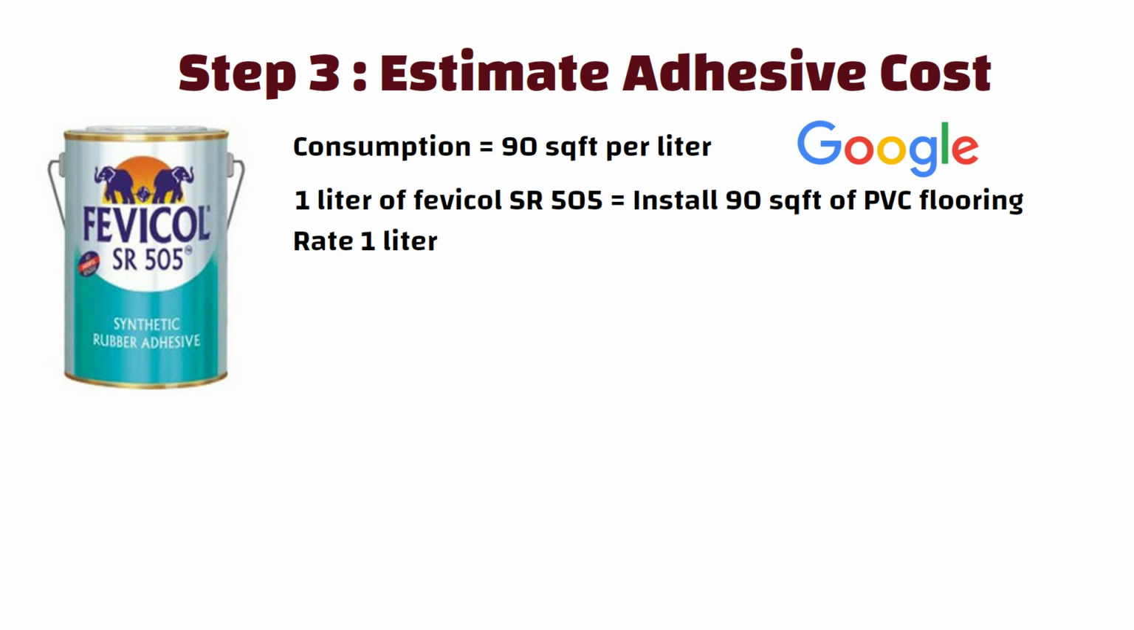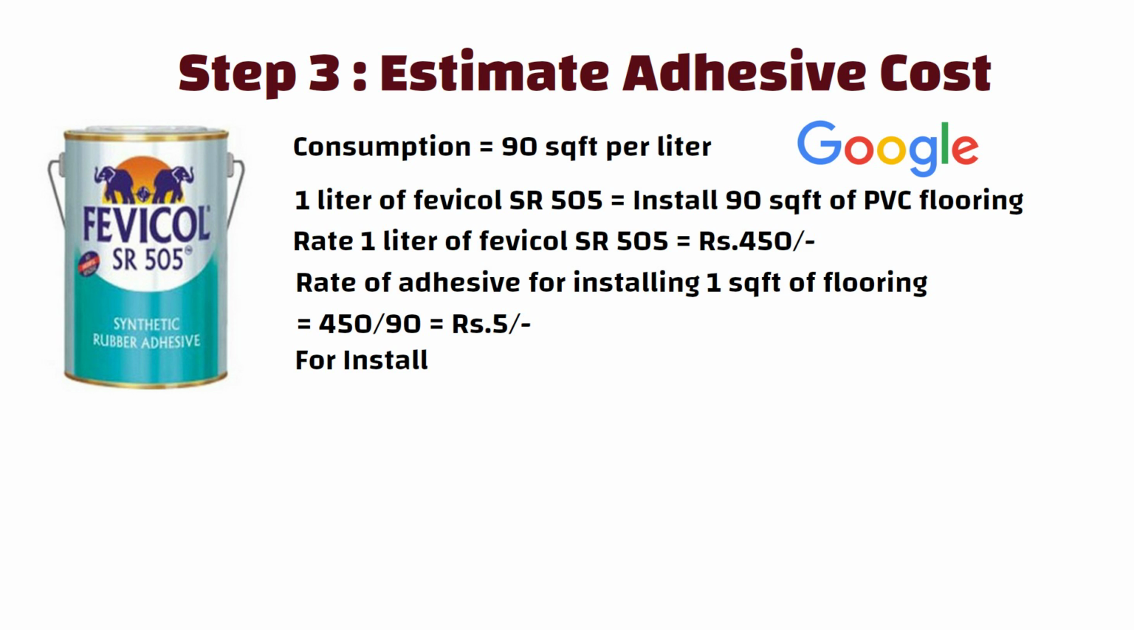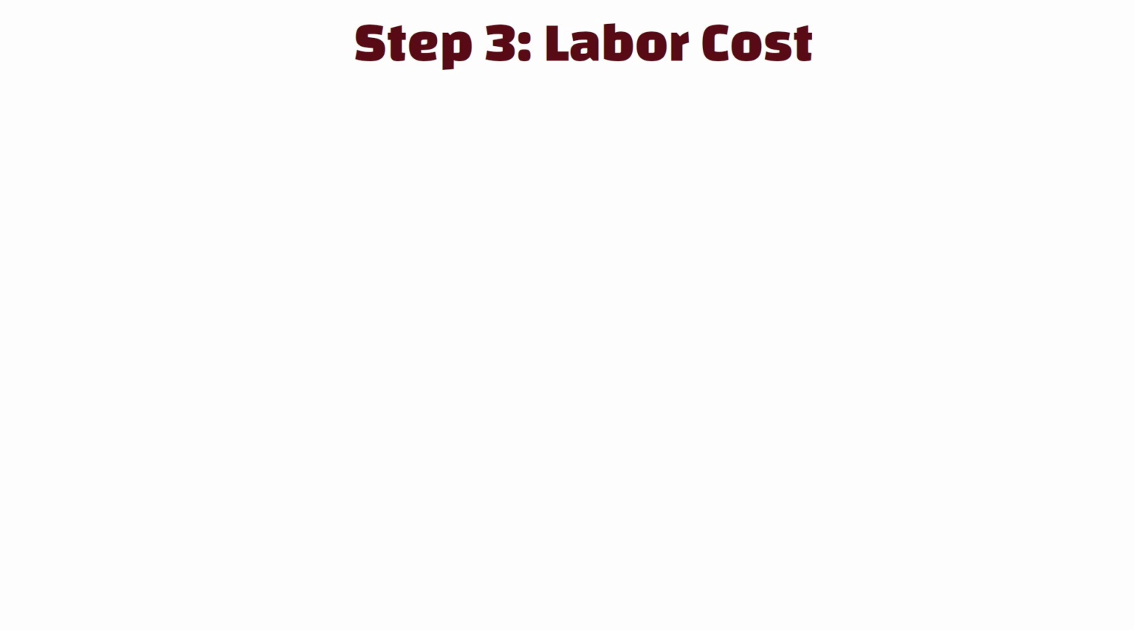The rate of 1 liter of Fevicol SR505 is 450 rupees. So the rate of adhesive for installing 1 square feet of flooring shall be 450 divided by 90 is equal to 5 rupees. So for installing 120 square feet of flooring, 120 into 5 is equal to 600 rupees shall be required. Step 4. Labor cost.